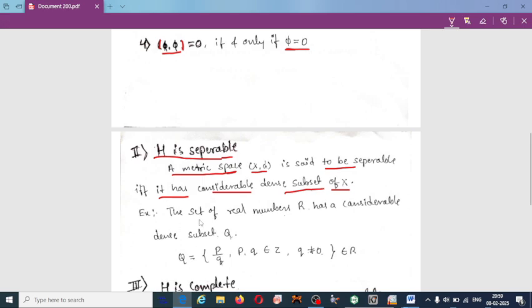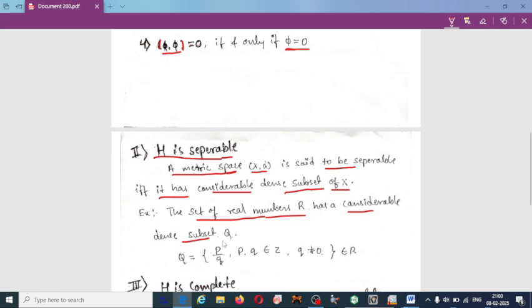Let us take one example. The set of real numbers includes all numbers: natural numbers, whole numbers. Each and every number is included in the real numbers. Then we can make a subset from these real numbers, which is the countable dense set.